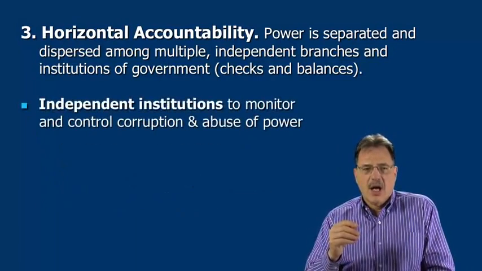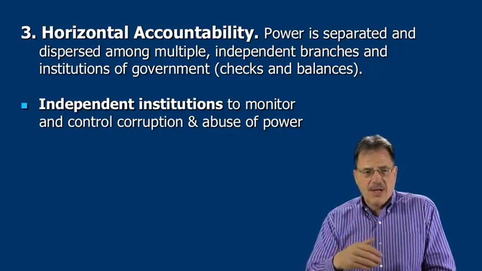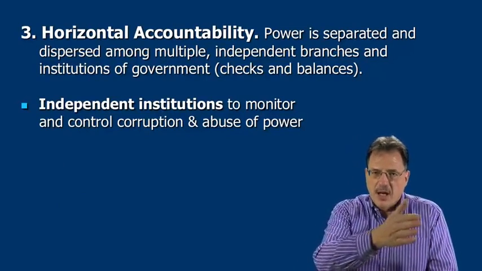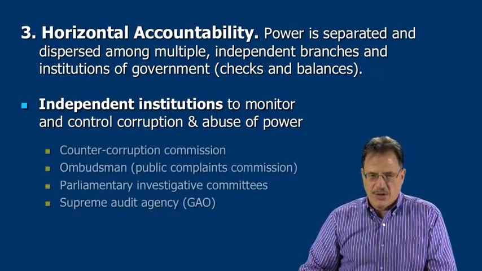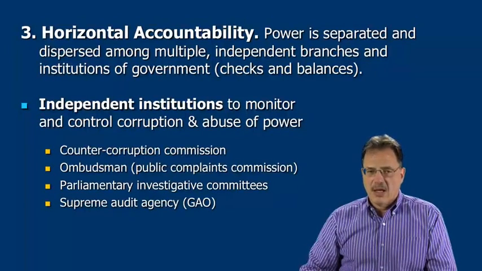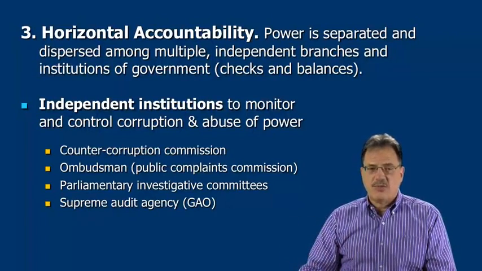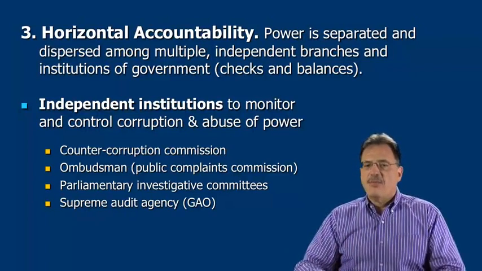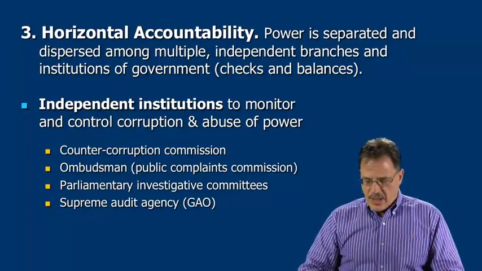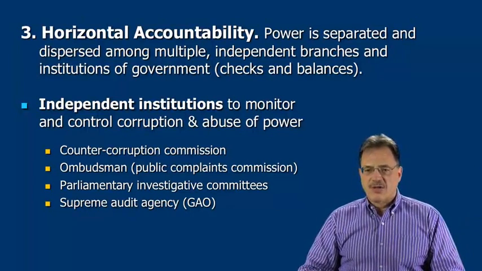horizontal accountability involves independent institutions of monitoring and control of corruption and abuse of power. Not just the conventional branches of government, executive, legislature, judiciary, but some of the new institutions that have emerged to manage and constrain, check and monitor the executive, legislative, and judicial branches. The Counter-Corruption Commission, an Ombudsman or Public Complaints Commission, the ability of Parliament to investigate wrongdoing, and an audit agency at the supreme level of the national system.